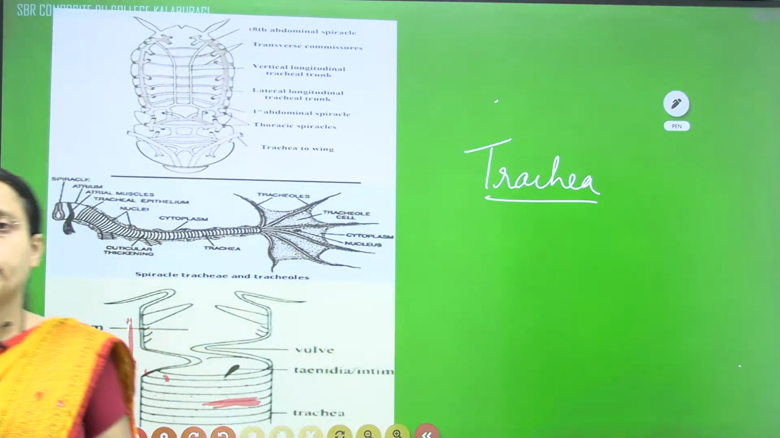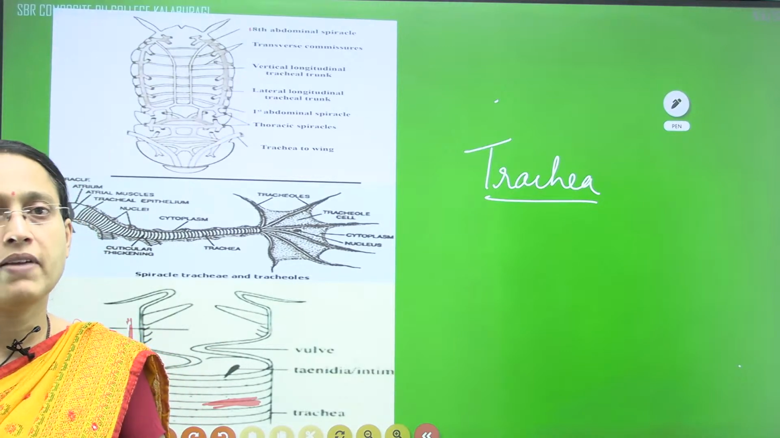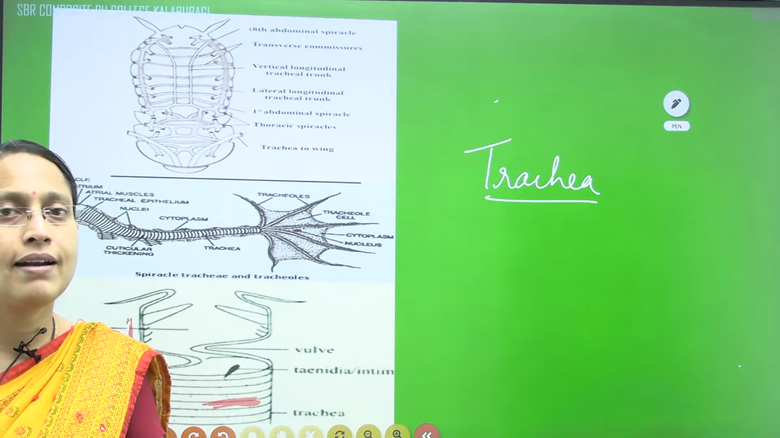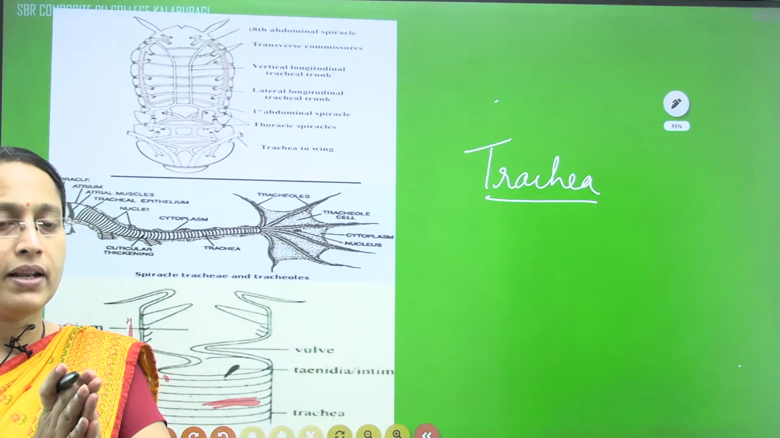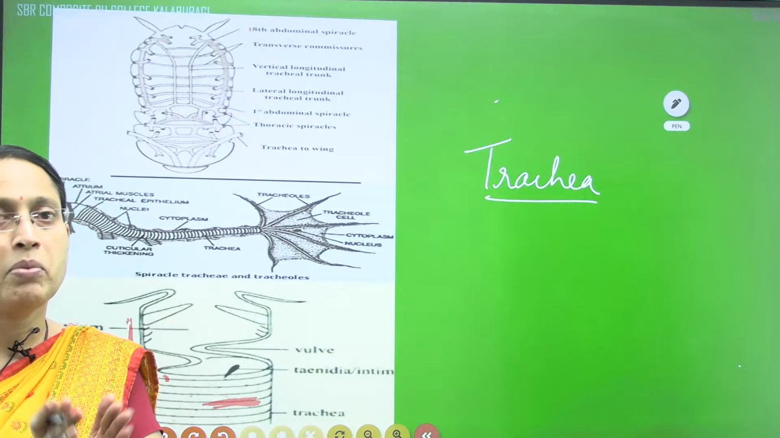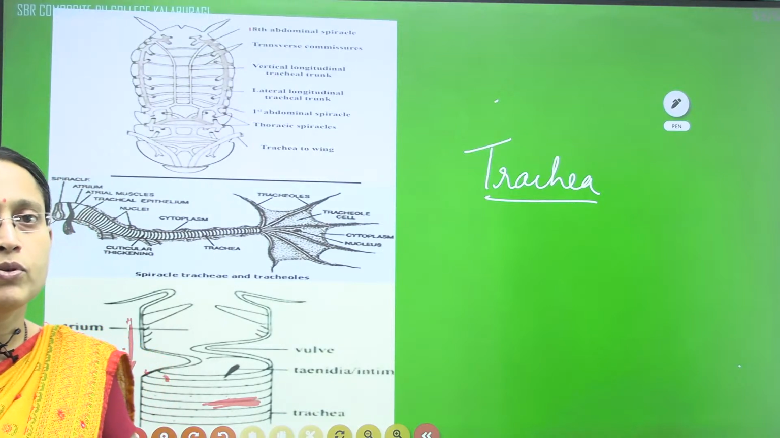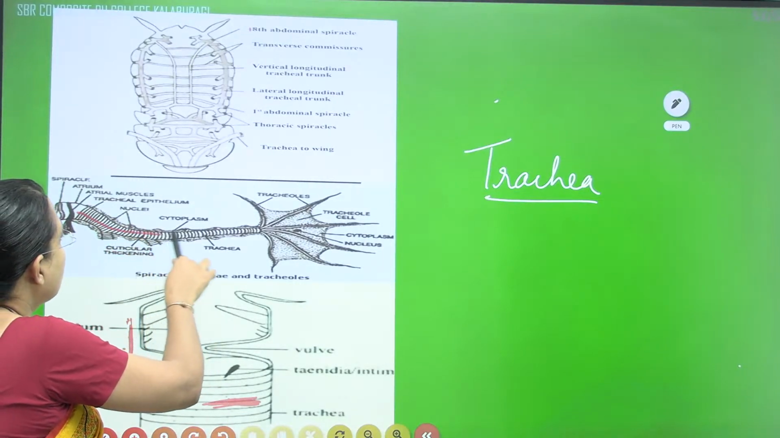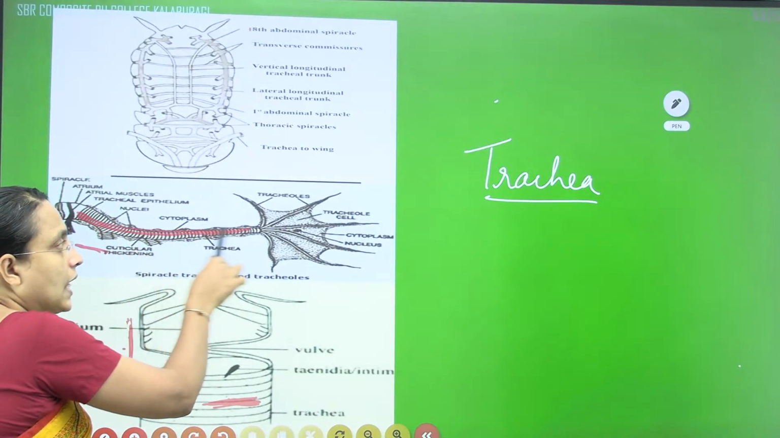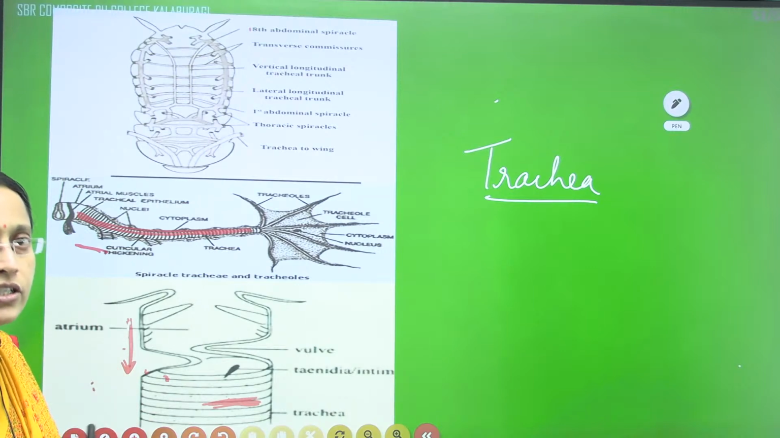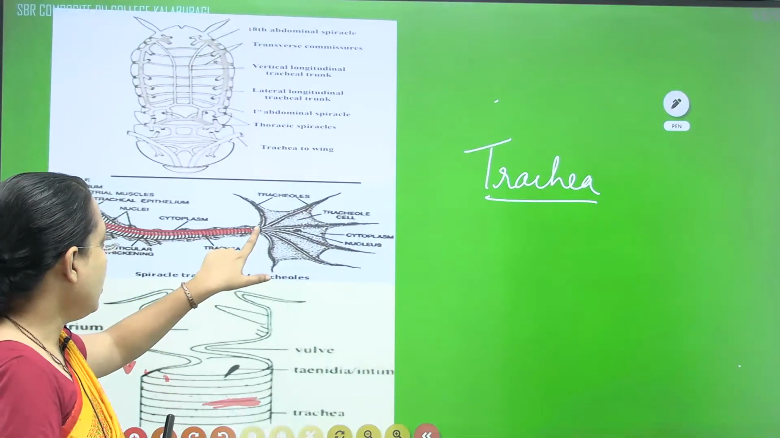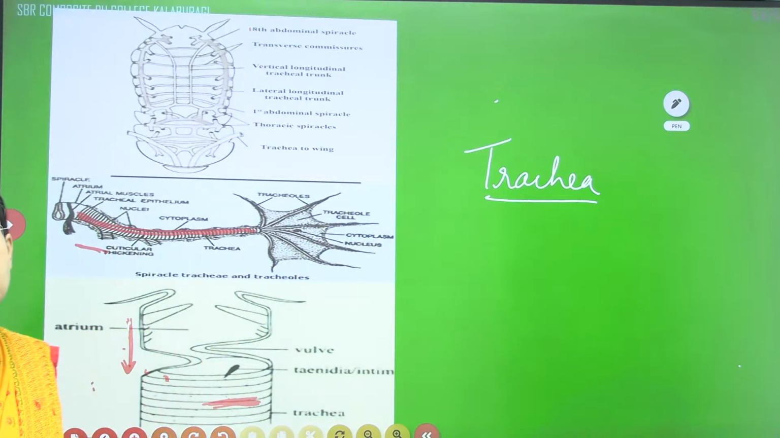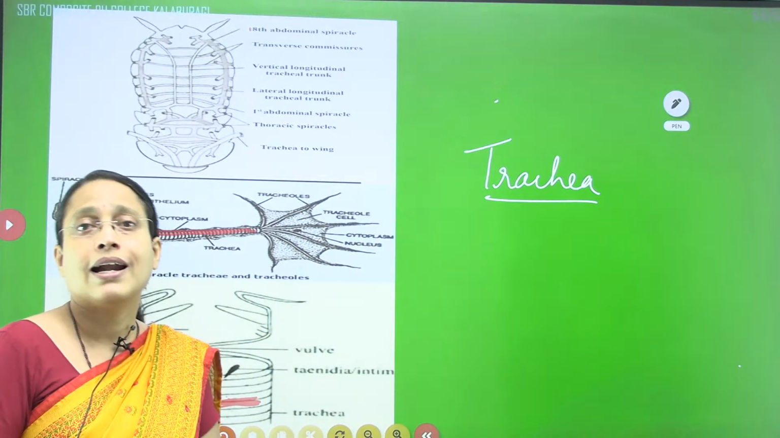Now, the function of taenidium is that it prevents collapse of the trachea, because trachea is very delicate. When air passes in, it has a tendency to collapse. To maintain its structure and prevent its collapse, the taenidium is there. So wherever the taenidium is there, they are called the trachea. Understand? Tracheal tubes. Now this trachea will start branching further into smaller sizes, and that is called tracheoles.